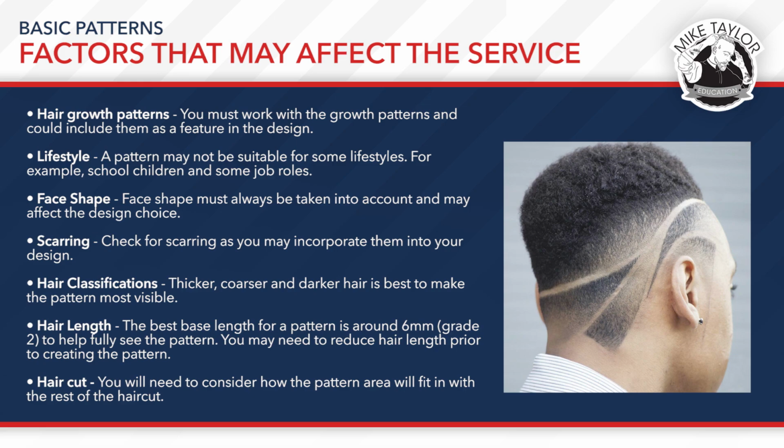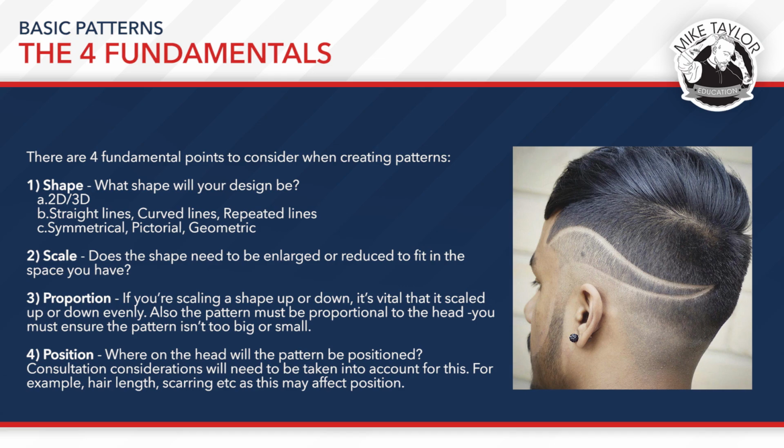Face shape. Face shapes must always be taken into account and may affect the design choice. Scarring. Check for scarring, as you may be able to incorporate that into your design. Hair classifications. Thicker, coarser and darker hair is best to make the pattern more visible. Hair length. The best base length for a pattern is around 6mm. That's a grade 2. To help fully see the pattern, you may need to reduce the hair length prior to creating your pattern. Haircut. You will need to consider how the pattern area will fit in with the rest of the haircut.